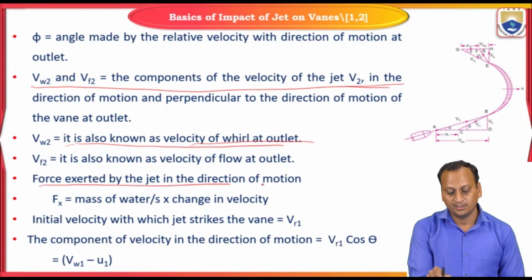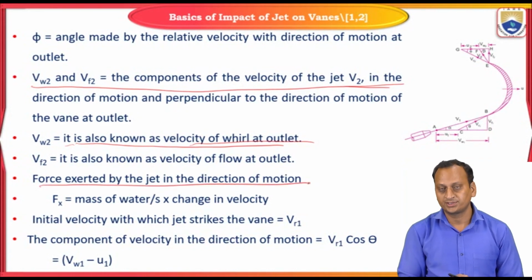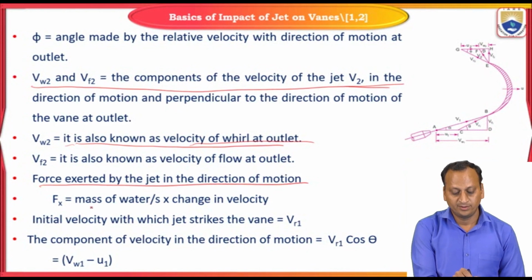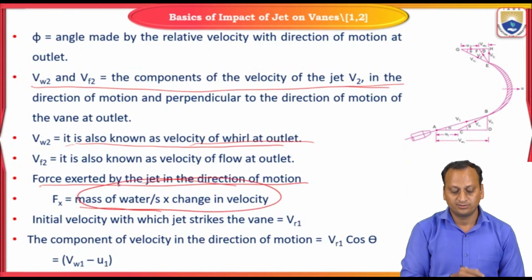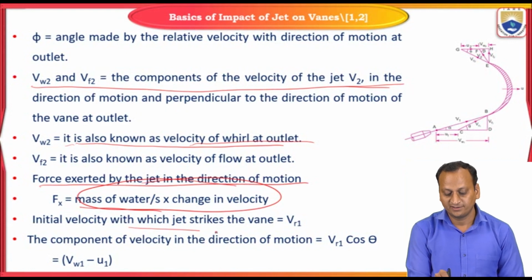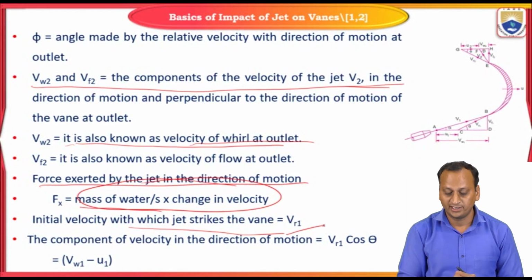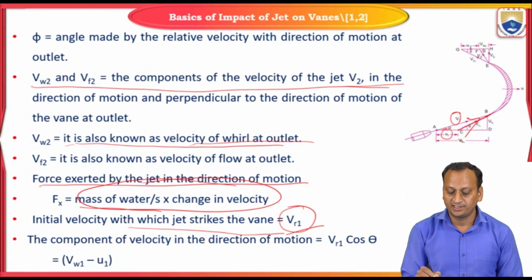Now I want to find out the force applied due to this impact of the jet. That will be the mass of water per second into the change in velocity, the rate of change of momentum. The initial velocity with which the jet strikes the bucket at inlet is VR1, the relative velocity due to V1 and U1. With this relative velocity, it strikes the bucket at inlet. Therefore, the inlet velocity is VR1.